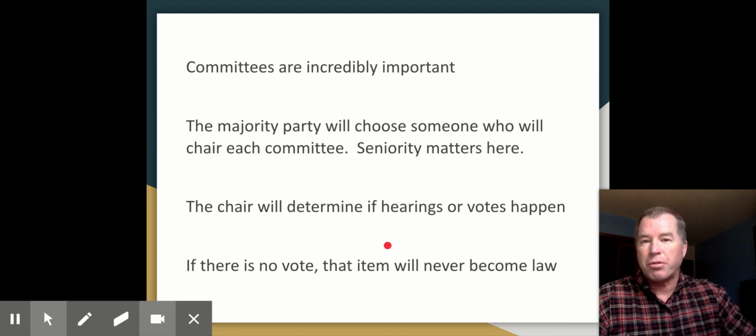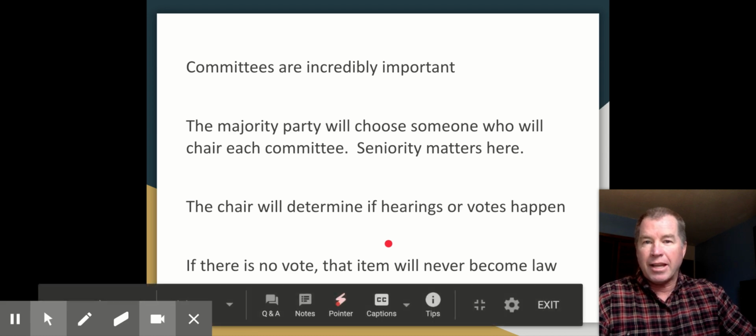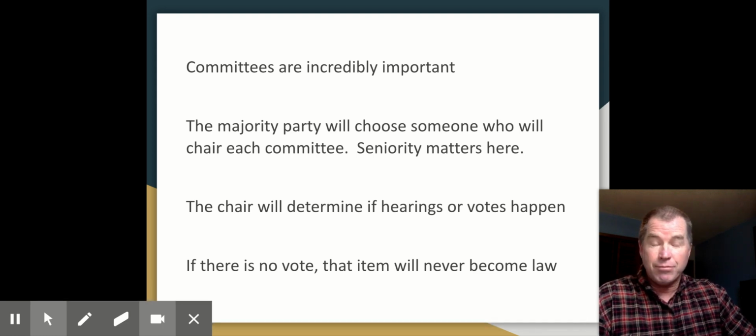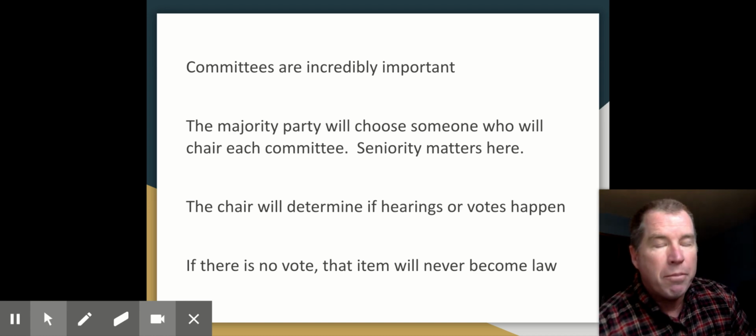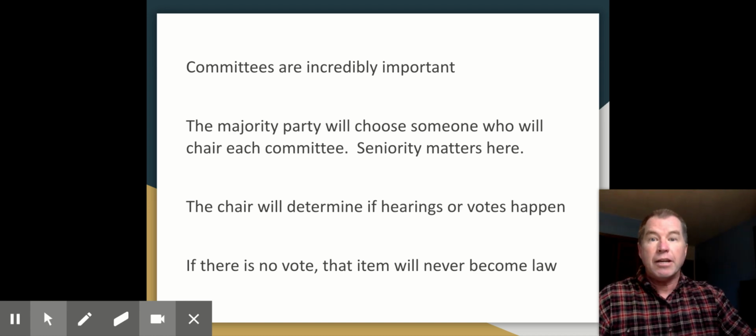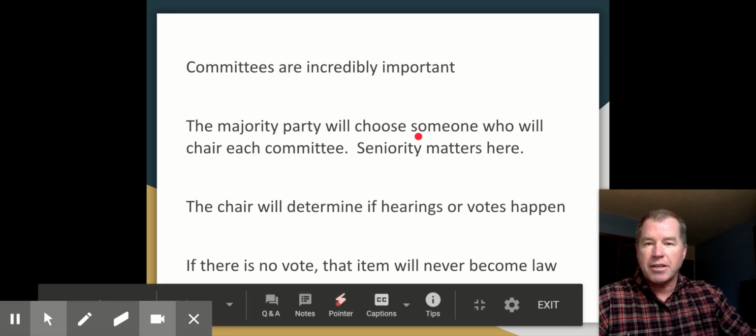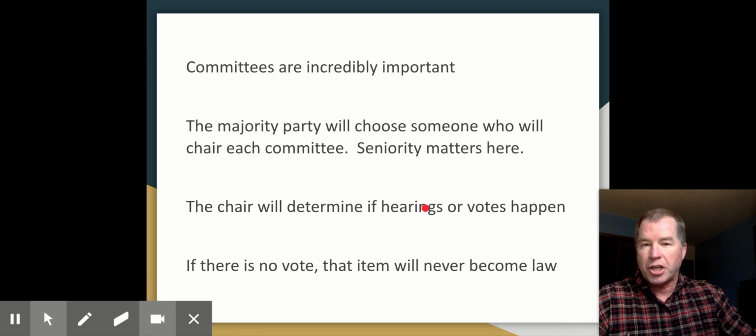I would just tell you, committees are super important, super important. They are where things happen. If you are part of the majority party, you get your kind of plum committee assignments. The majority party will be the leaders, the chairpersons of the committee, and seniority matters in this case. The longer you've been around, the more likely to be a chairperson, and the chairs are pretty darn powerful.